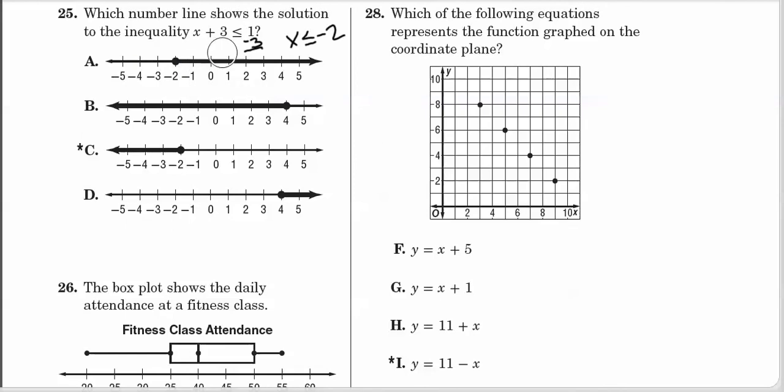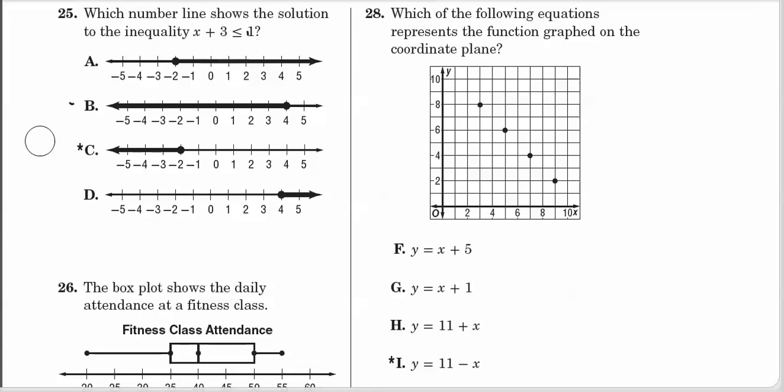So think about it by jumping on the number line. If I start at 1, okay, and I have to go back 3, I'm taking 3 away, then I go back 1, 2, 3 to negative 2. So that's why we get negative 2. So these ones definitely are not it, because they say 4 and not negative 2. And then we want x to be less than or equal to, so it's a solid dot. And we're going less than, so it's going to be C.